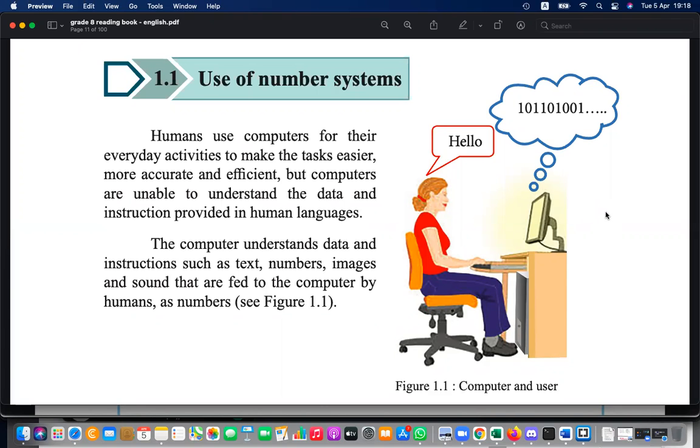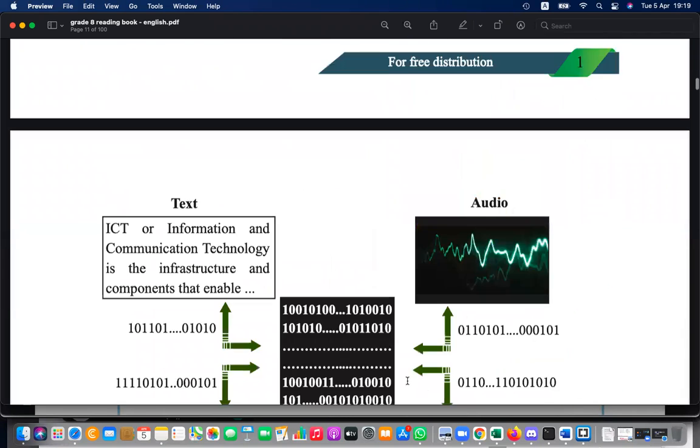Therefore, we need to tell things to the computer using these two statuses. To represent these two statuses, we are using 1 and 0. On can be represented using 1, off is 0. So on, off, on, off, on, off. This is how we give instructions to the computer.